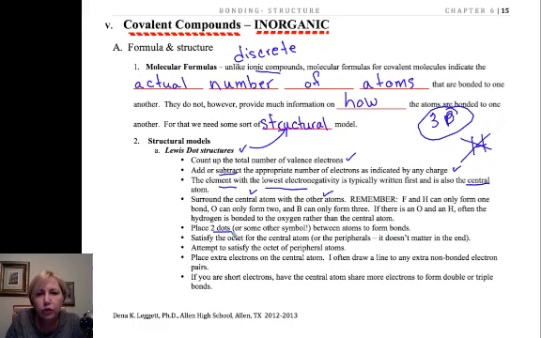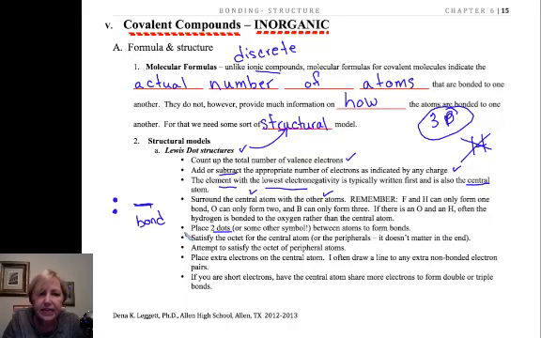We're going to use two dots to represent a bond. If you want to use lines for bonds, that's fine. I don't allow you to use lines for non-bonded electrons, but in place of those two electrons, you can use a line as long as we're talking about a bond.